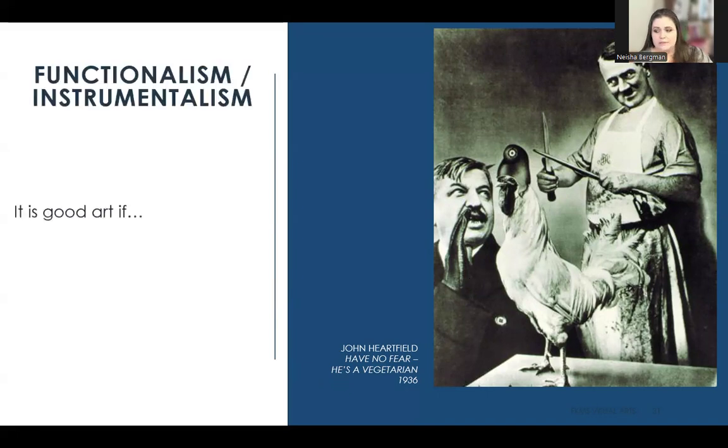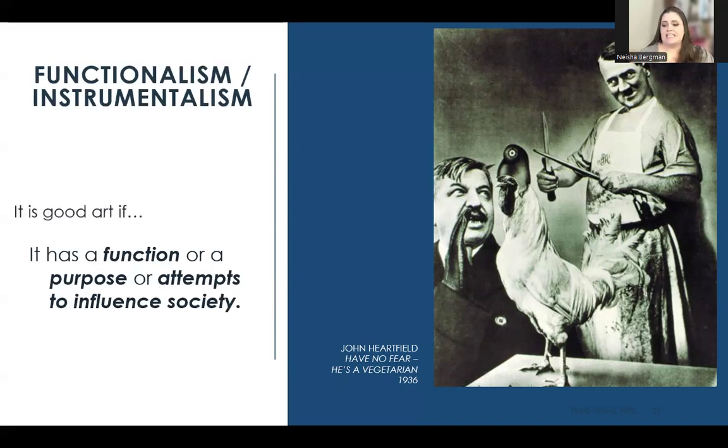Functionalism and instrumentalism. We judge an artwork to be good if it has a function, a purpose, or an attempt to influence society. By that nature, all propaganda falls underneath functionalism and instrumentalism because it has a purpose. This particular piece is propaganda, and it does have a purpose. We're not limited to that, but we'll go into that in just a minute. I would like to discuss this piece, so we're going to dramatic pause. And we'll go into next.